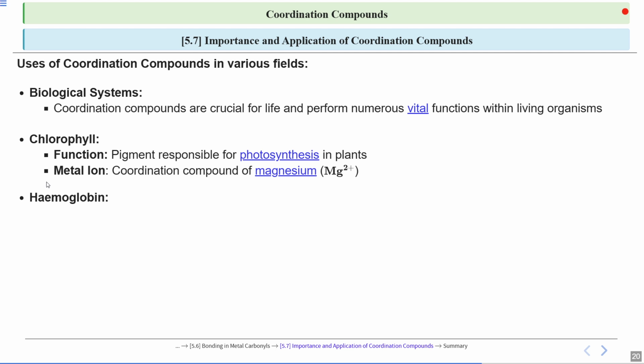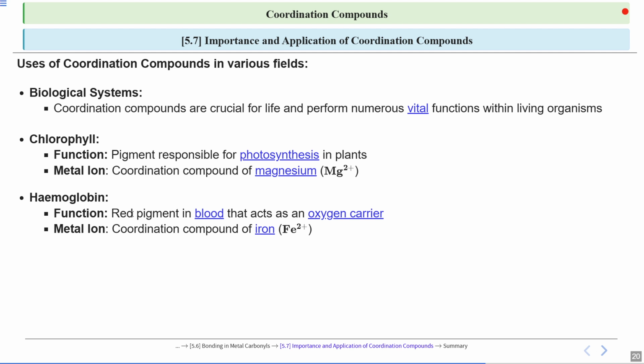Next example with living organisms is hemoglobin. The function is as a red pigment in the blood that acts as an oxygen carrier. This is a red pigment present in human blood that acts as an oxygen carrier throughout our body, in the various veins and arteries and the heart. So it is a coordination compound of iron. The metal present in the coordination compound inside hemoglobin is iron in the 2+ oxidation state.